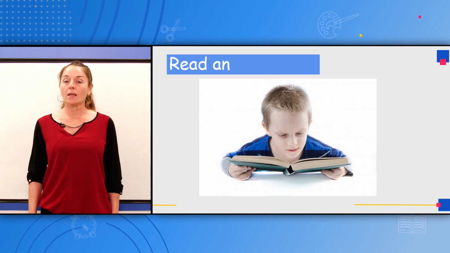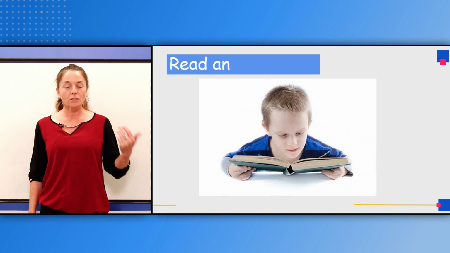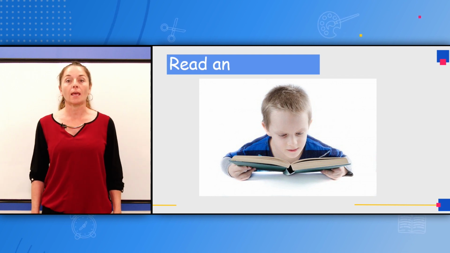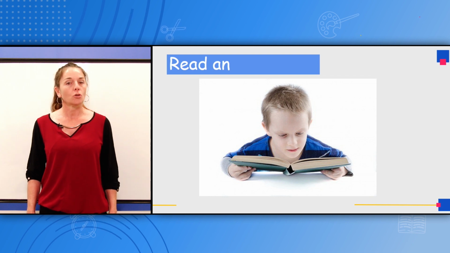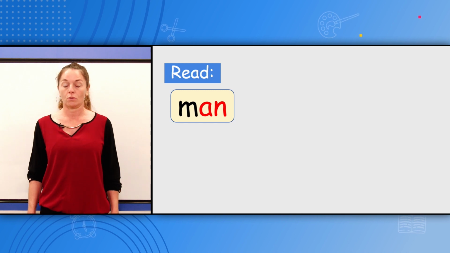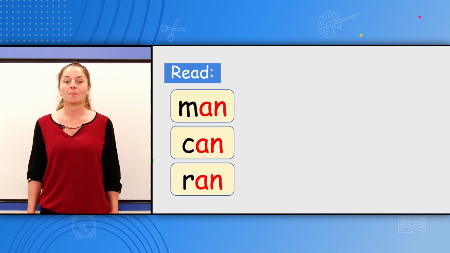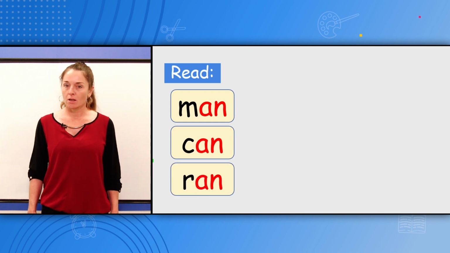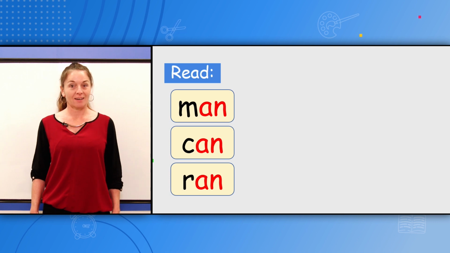Please read words that you know already. We learned before words that end with an. You can read these words and you know the meaning too. Please read. Man, can, ran. Man, what is a man? What is can? What is ran?